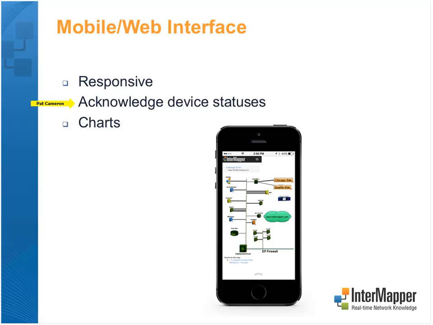The other thing that was added is the ability to acknowledge statuses from your mobile device. So if you're out of the office and an alert comes in, you can go in and bring up the map and then acknowledge that status, so your other coworkers can see that somebody's working on that problem. And then you can also view any of the charts that you have available on those maps in that mobile web interface.